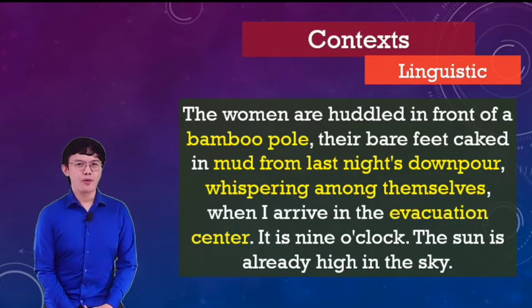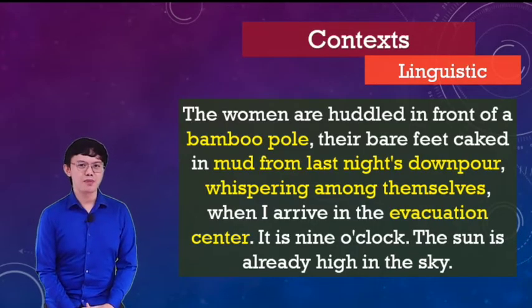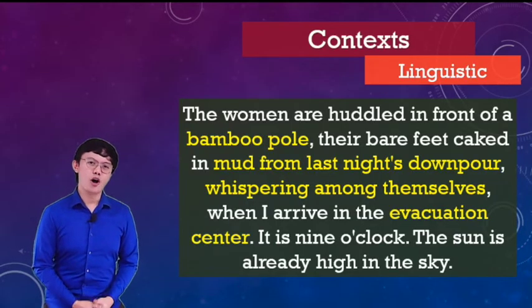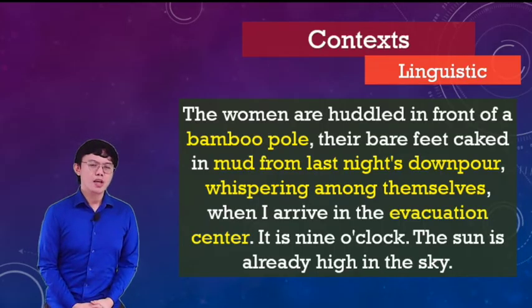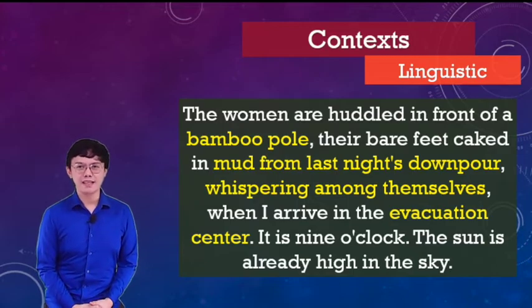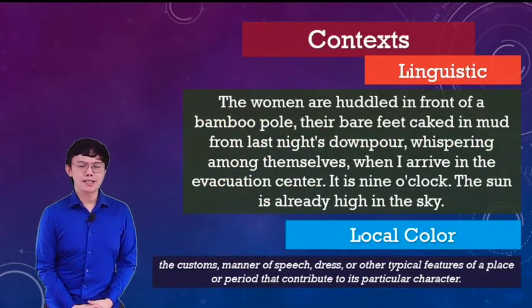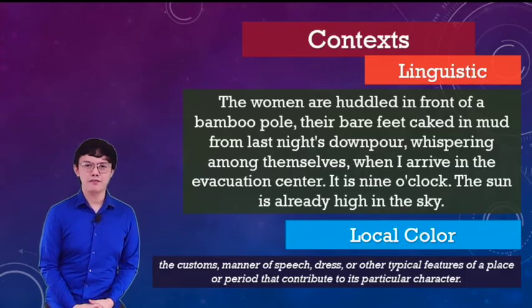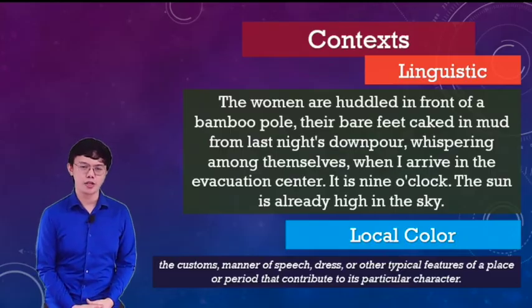To answer the first question, we know from the words that this country is in a tropical climate because of the words downpour, mud, and bamboo. The bamboo also informs us that most probably we are in a province. The whispering is common for some Filipinos, right? All of these things are what we call local or regional color. The customs, manner of dress, manner of speech, or other typical features of a place or period inform the readers about the setting of the story.